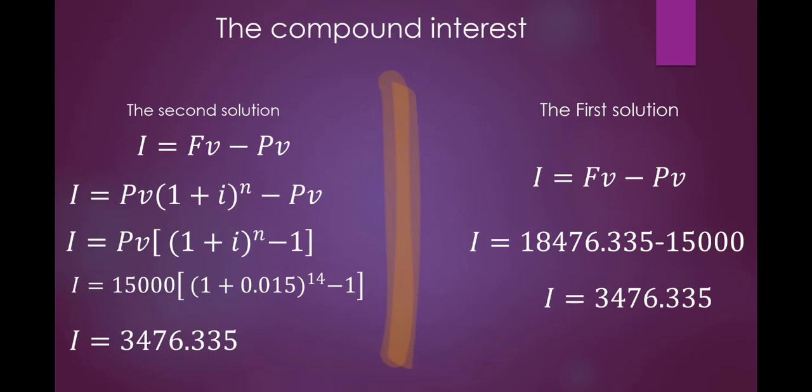The other solution, from the formula I equals FV minus PV, we will substitute for FV by PV times 1 plus I to the power n. By taking PV as a common factor, the compound interest equals PV times 1 plus I to the power n minus 1. So I will be equal to 3,476. The same result as the first way.